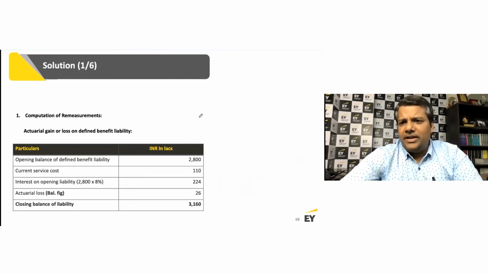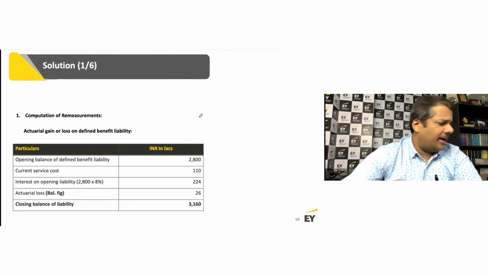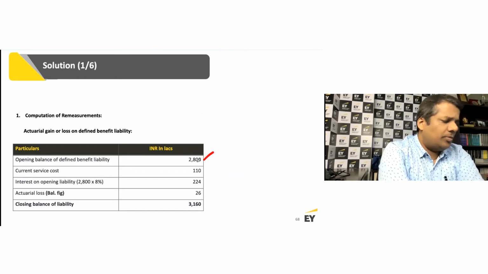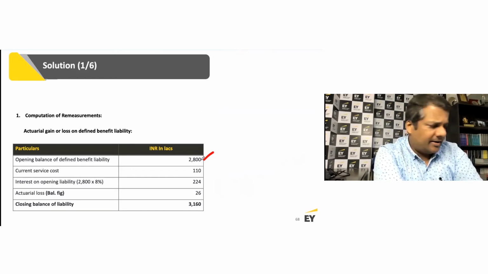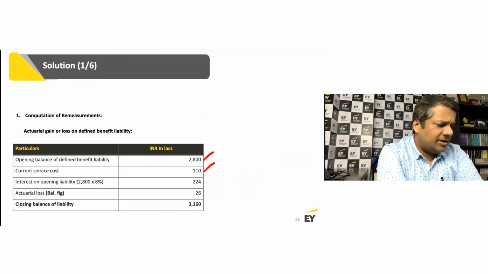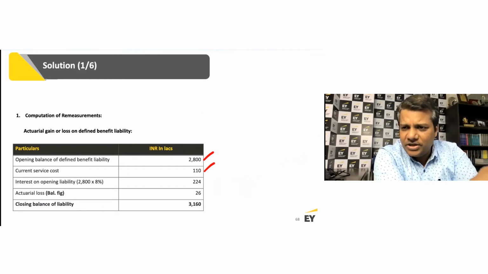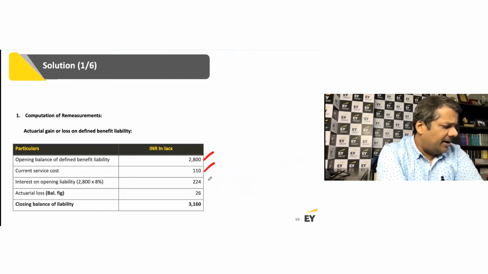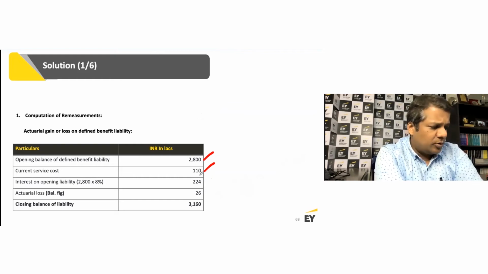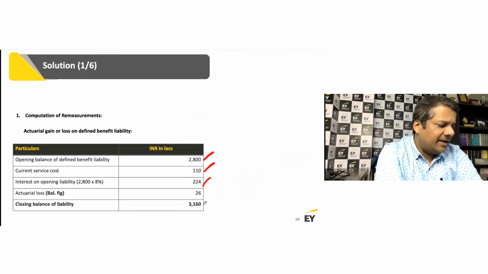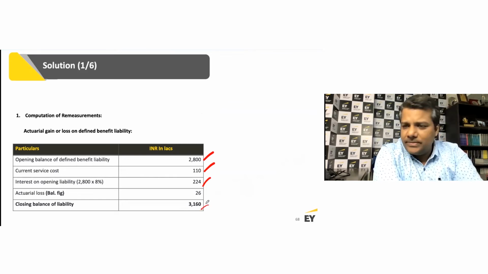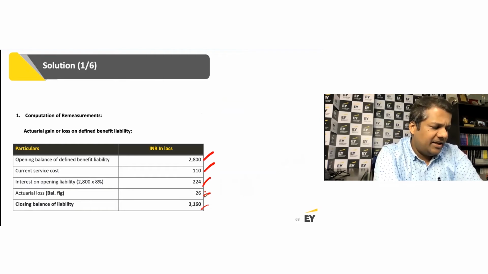So remeasurement, actuarial gain or loss. My opening balance of defined benefit liability is how much? 2,800, and my current service cost is 110, which is given information. So all of this is given. My interest on opening liability, 2,800 at 8% is 224. And my actuarial loss, this is the balancing figure. And I have the closing balance of liability also given, which is 3,160. So I have determined my actuarial loss, which is the balancing figure.